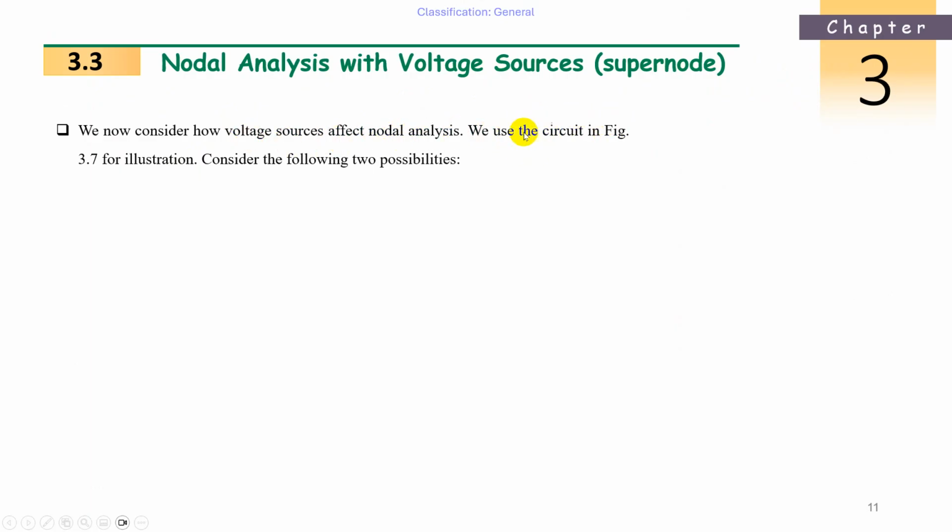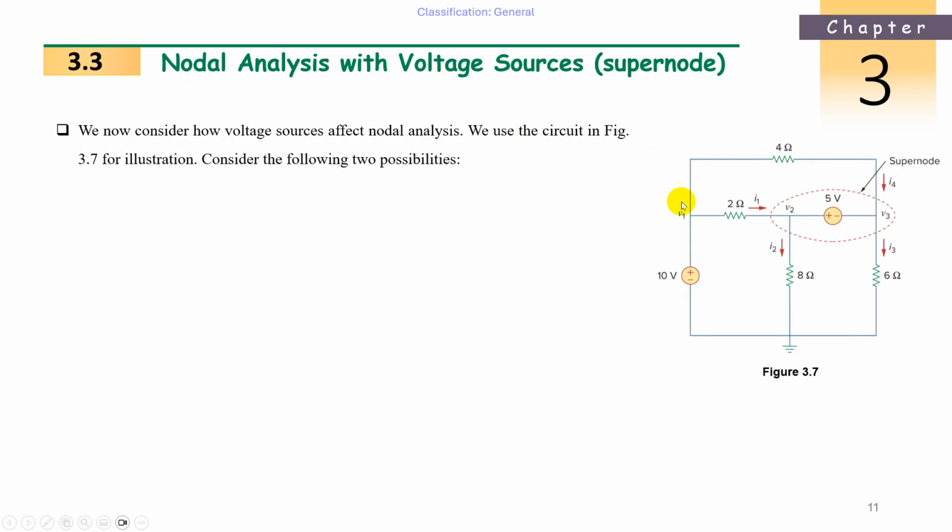So now we'll check. By using figure 3.7, consider the following two possibilities. Where is the 3.7? This one. Generally, this is a circuit and there are two voltage sources here. There is no current source. Generally, nodal analysis always has current sources; here there is no current source, though it may have current sources also. But here we have voltage sources, and nodal analysis is meant only for current sources generally.